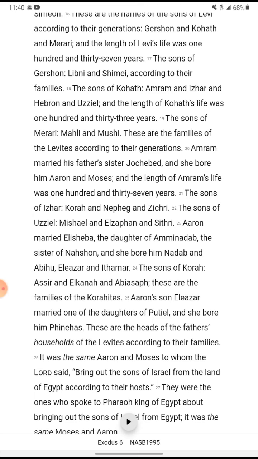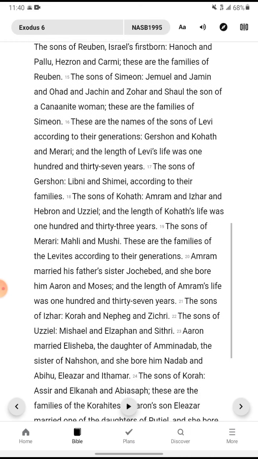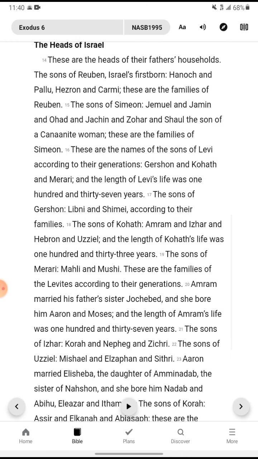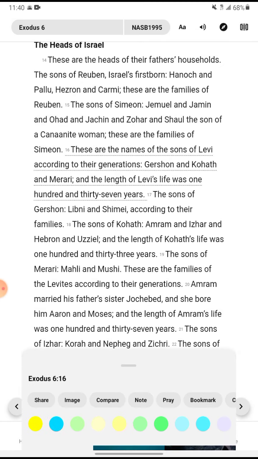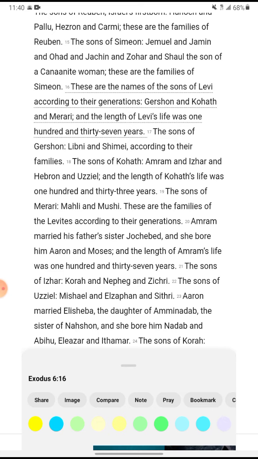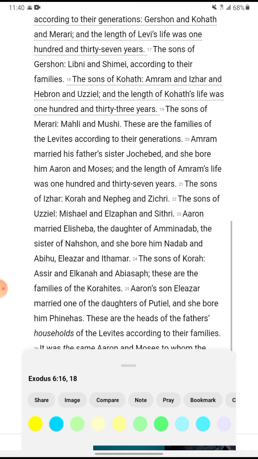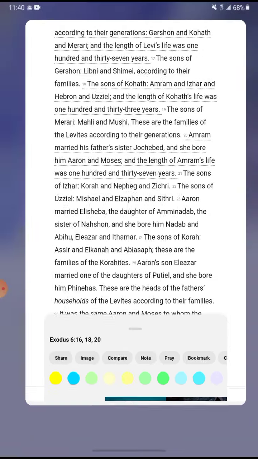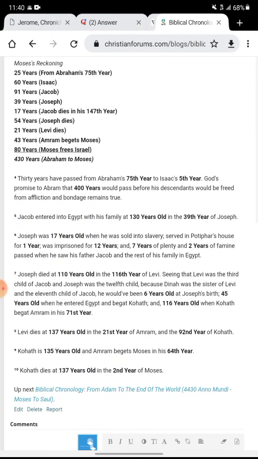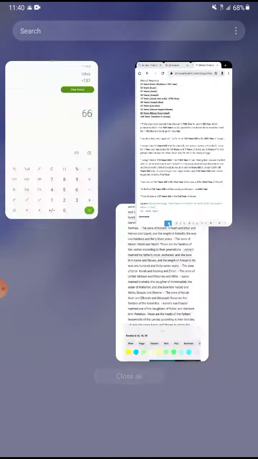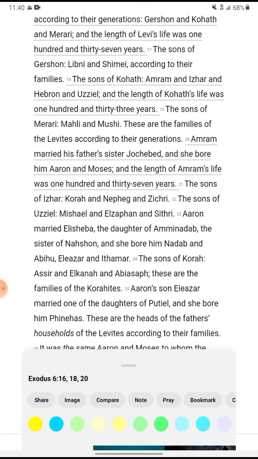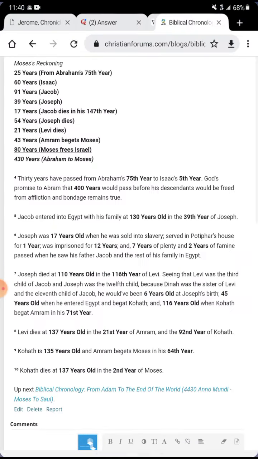And the key years here to highlight are the life of Levi, which is 137, and then the length of Kohath's life, which is 133, and then Amram's life, which is 137. So I think in my blog post I accidentally mixed up the lifespan of Kohath and Amram. So yeah, I think I did do that because Kohath died at 133. Yeah? Yeah. Okay, so that was a slight mistake on my part.